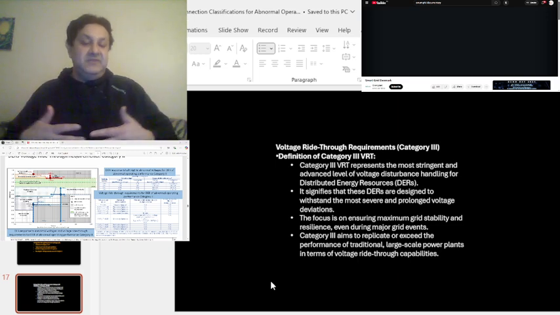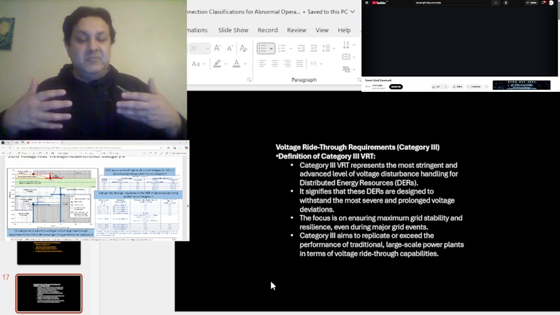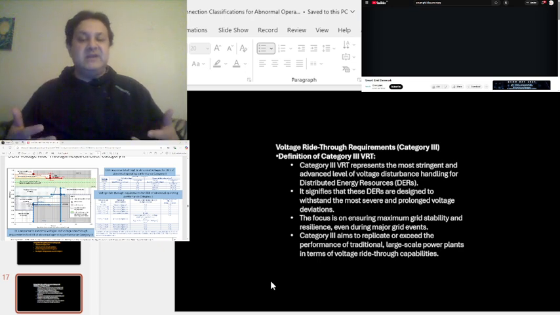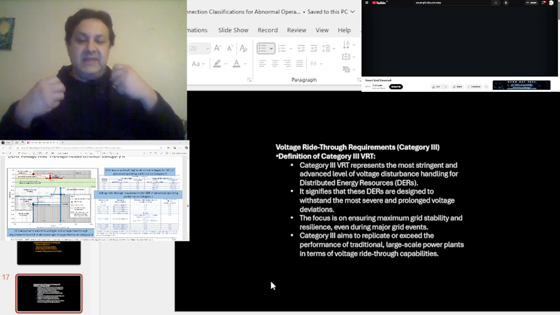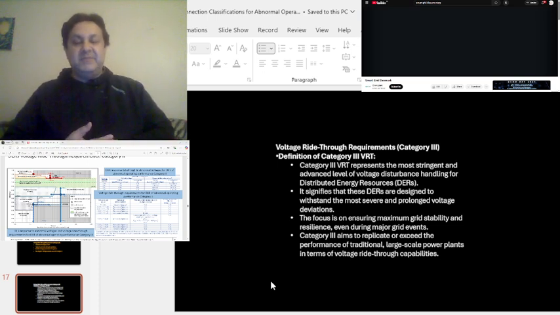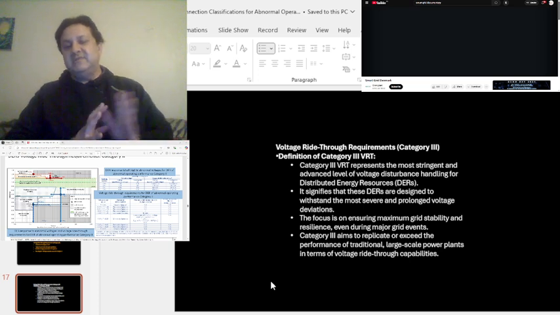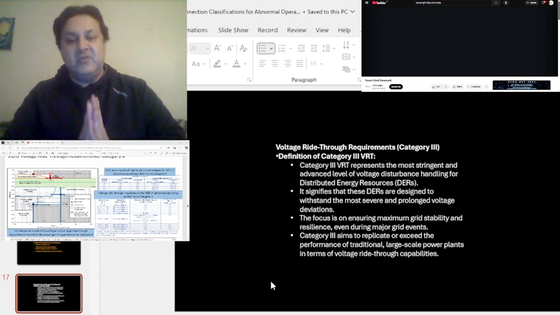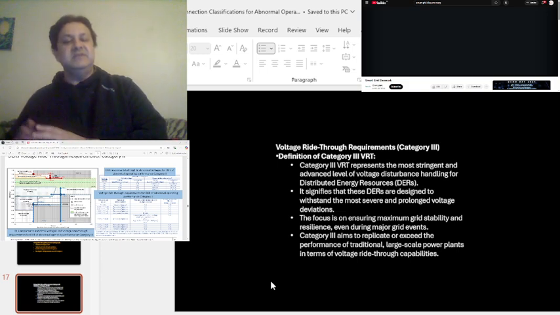So if there is a major grid event for a longer period of time, where most of the equipment is being influenced or attacked or needs some kind of repair, or there is some fluctuation in terms of voltage or frequency, we see this is actually about the voltage. We're not talking about frequency yet. So the focus is on ensuring maximum grid stability and resilience even during major grid events.